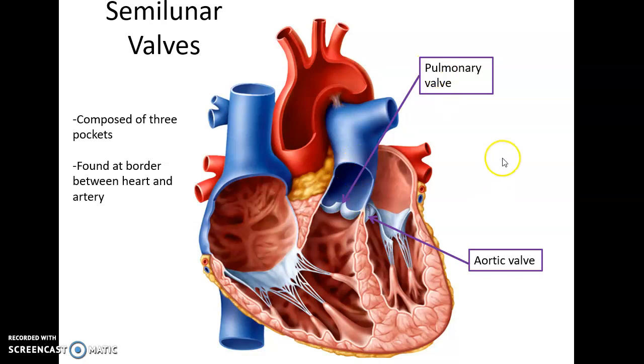The pulmonary valves, the semilunar valves, have three little pockets that hang off the sides of the heart. They're found between the border of the heart and the artery, and when blood backs up, it fills these pockets, preventing it from getting into the ventricles.